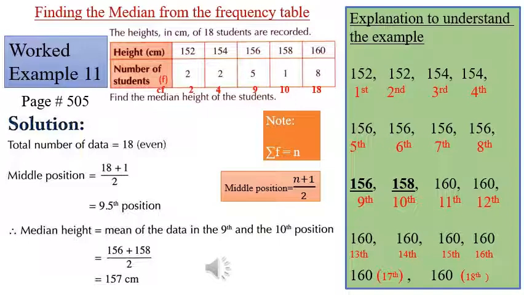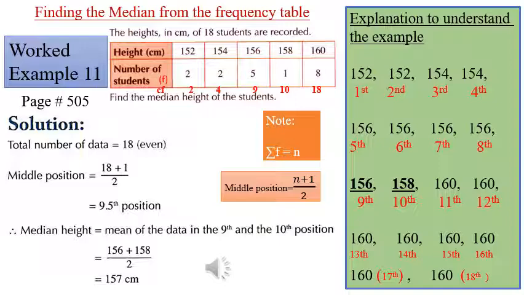There are 18 students. So the middle position is 18 plus 1 over 2, which is 9.5. 9.5 is between two positions, the 9th position and the 10th position. There will be two values in the middle, one value at the 9th position and a second value at the 10th position. To check the 9th and 10th positions, I have taken one more column in the table, CF, cumulative frequency. To find the cumulative frequency, we add all the previous frequencies in the table.